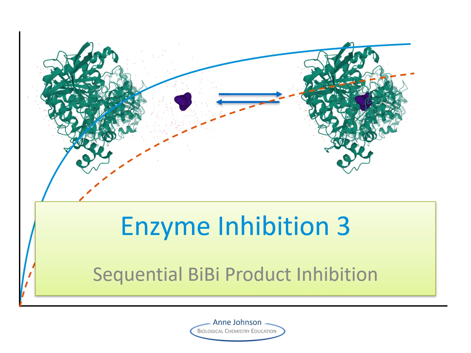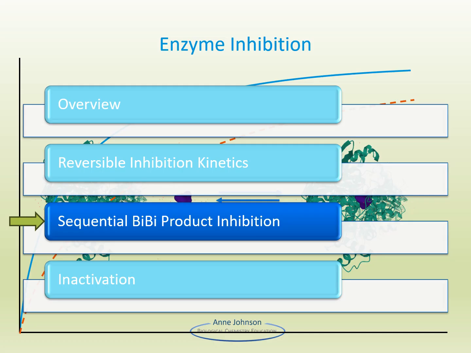Welcome back to Enzyme Inhibition. This time, we will discuss product inhibition and see how we can use product inhibition to determine whether a sequential BiBi reaction is ordered or random. To get the most out of the videos, I recommend that you watch them in order.